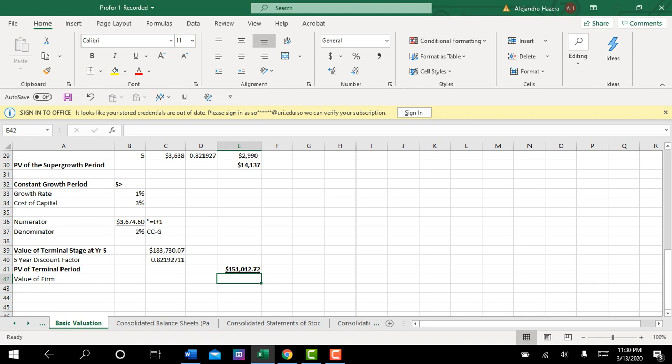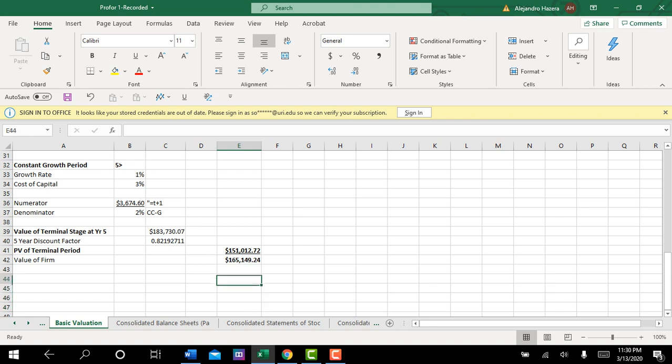Okay, so we're saying that this firm will produce 14 billion over the next 5 years, or the present value of the cash flows that it produces over the next 5 years, 14 billion. Then from beginning year 6 to forever, 151 billion. So the total value of the firm is the super growth present value plus the present value of the terminal period, and that's going to equal $165 billion, 24 cents more or less. I'm not going to make it pretty because it turns out it's close enough.